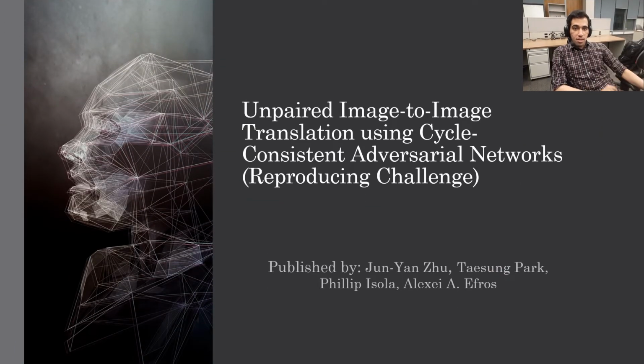Okay, hello everyone. I'm Amin, and today we're going to talk about this paper called Unpaired Image-to-Image Translation using Cycle-Consistent Adversarial Networks, also known in the world of deep learning as CycleGAN. So without further ado, let's hop into it.